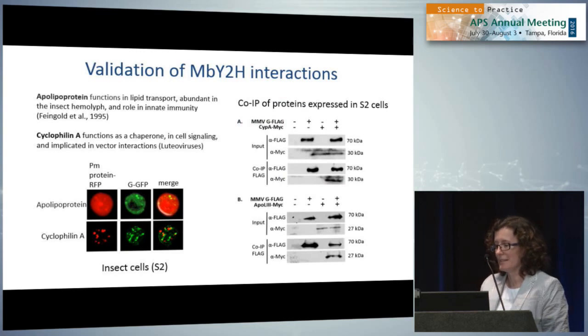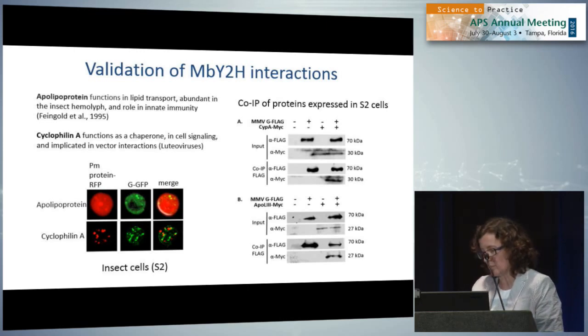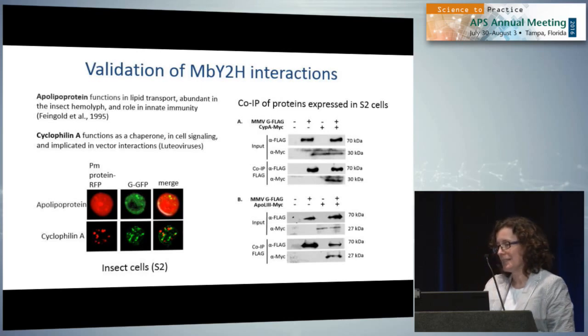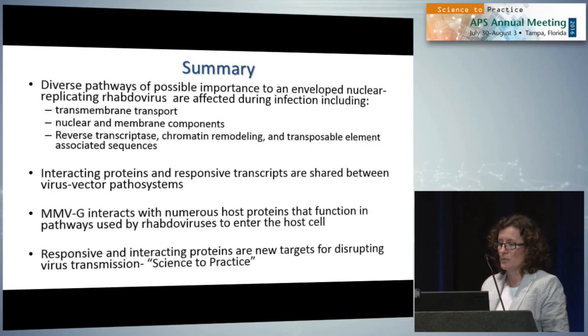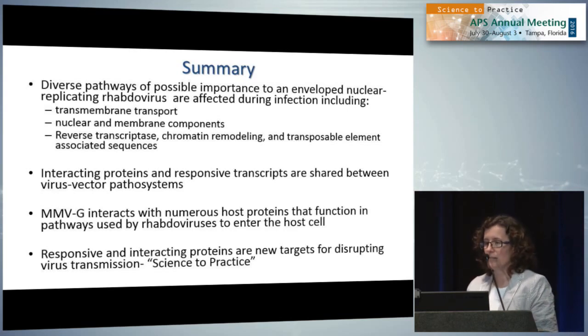And we've been able to validate some of those interactions also with co-immunoprecipitation. So when we have both proteins expressed, then we can pull them down with the appropriate tag. So we're really excited about these proteins, and we're going to be using RNAi to look at their function as well. We're really excited because we've identified a suite of interacting and responsive genes in this insect. So we're starting to dissect the interaction between these two organisms. And as we do that, then we can look for ways to disrupt the interaction.